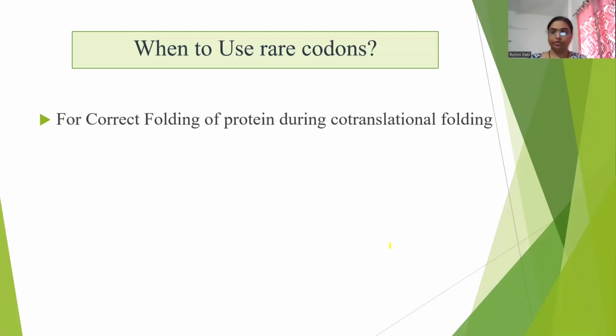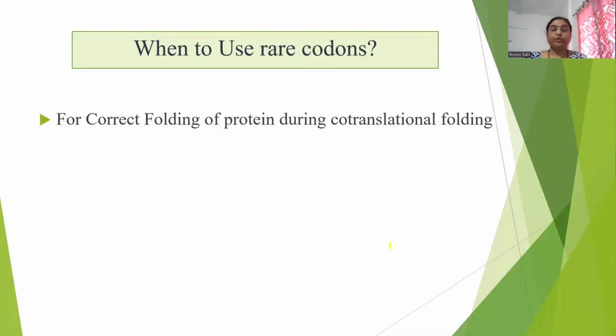It is not the case that rare codons are not used, and only the frequently used codons are used. It depends on your requirement. If you require a high level of protein, and if you have proper instrumentation for the proper folding of the proteins after extraction and purification, then there is no need of these rare codons. But if you need correct folding, or you require the proper folding of the protein during the translation only, then you are going to use the rare codons.